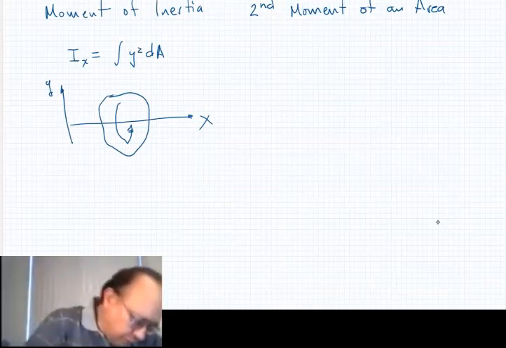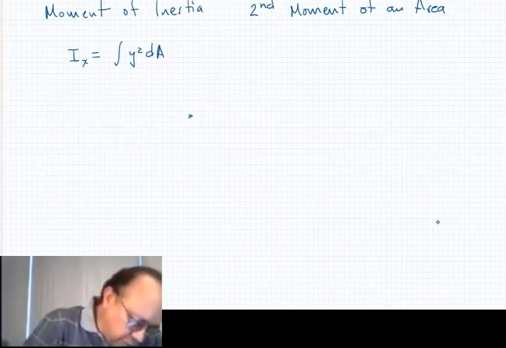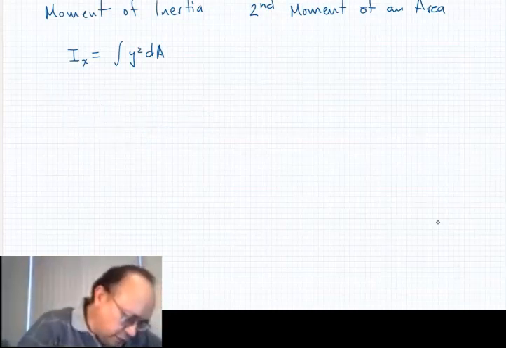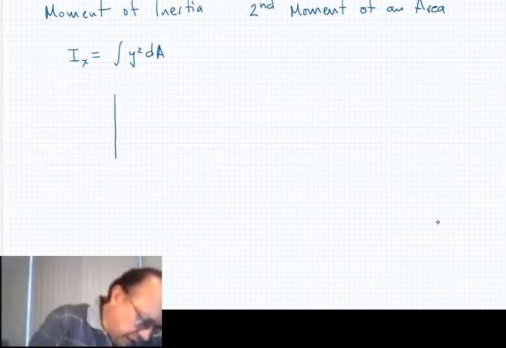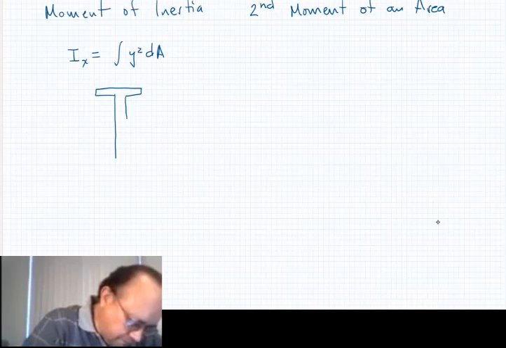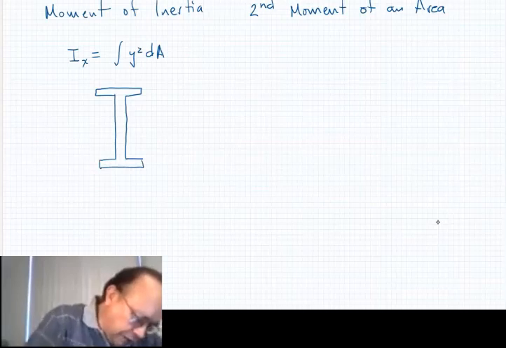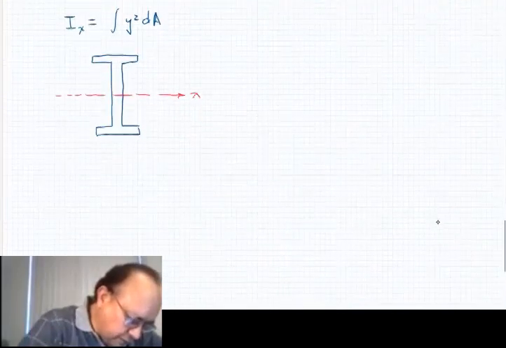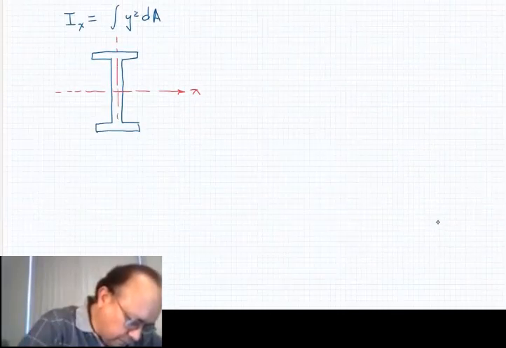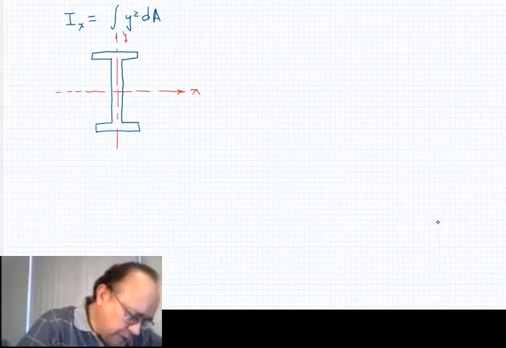Maybe it's better if I put another figure. Let me put something better like this. And you will find this case in engineering a lot. Something like this. And you have here the x-axis and the y-axis.